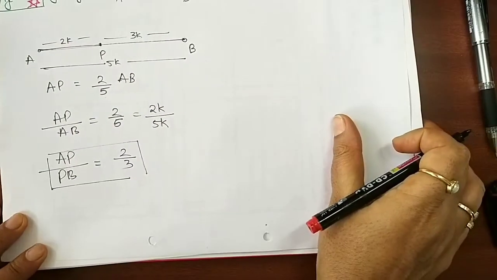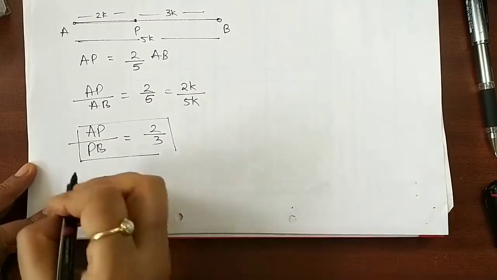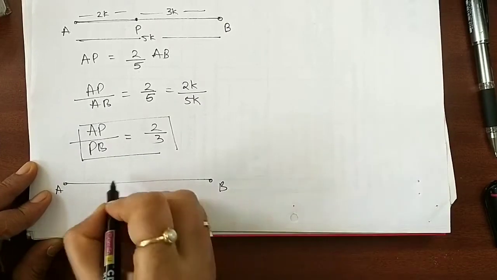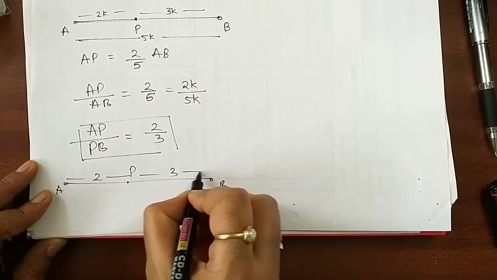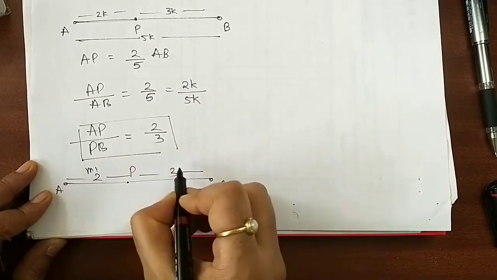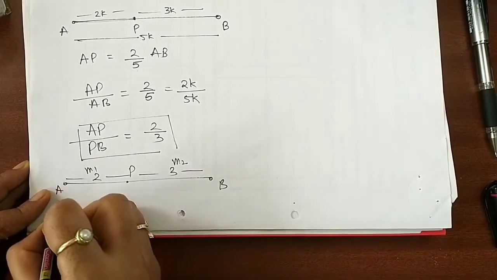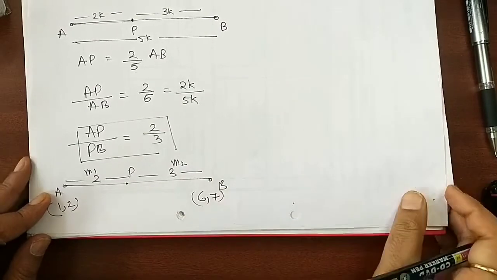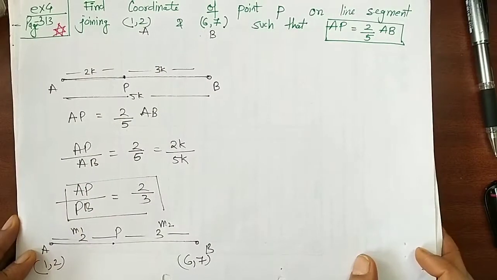So now I am ready to solve this question. My new sketch will be like this: A comma B, and point P, which is dividing in the ratio 2 and 3. Suppose this is M1, this is M2. What is A, guys? A is 1 comma 2, which is given, and this is 6 comma 7, which is given in the question.